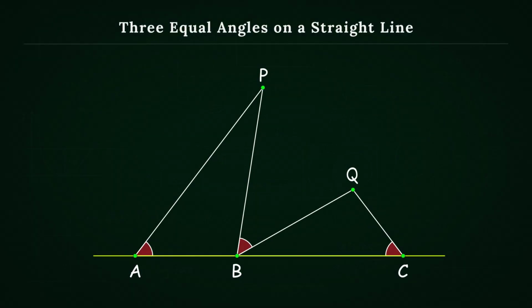In this video, we'll learn a simple geometric model that can make solving geometry problems much easier. 3 equal angles on a straight line. What conclusions can we draw from this? Now, let's take a closer look.